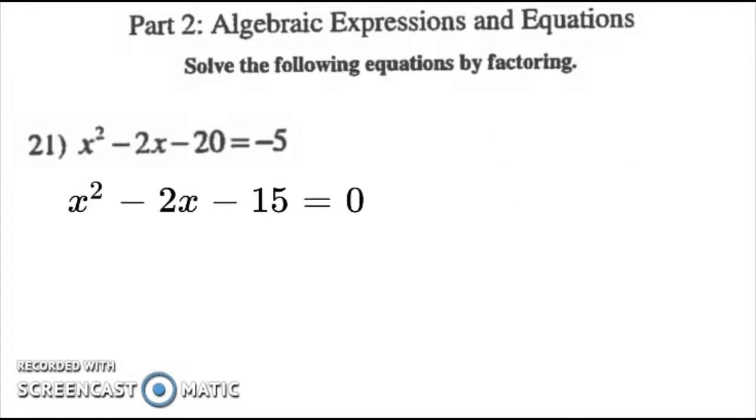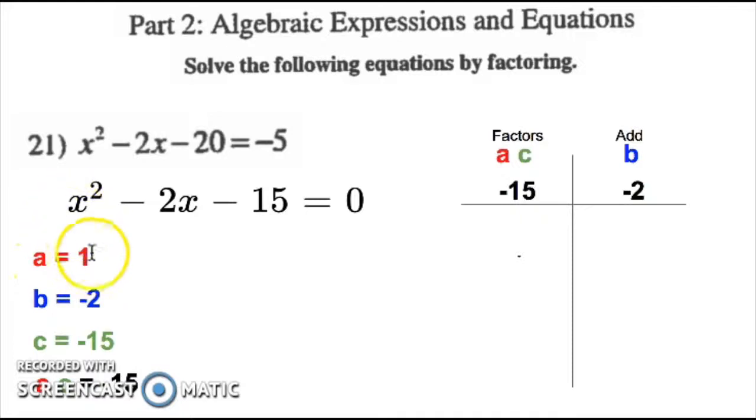So then I have my a, b, and c. A is 1, b is negative 2, c is negative 15, and ac is negative 15. So now I need two numbers that multiply to negative 15, but add up to negative 2. So that would be negative 5 and 3. So negative 5 plus 3 is negative 2.